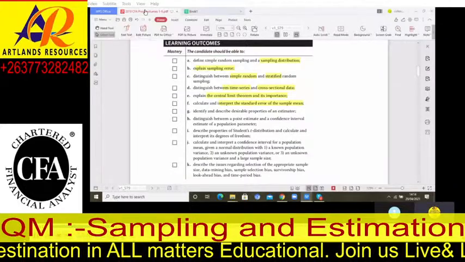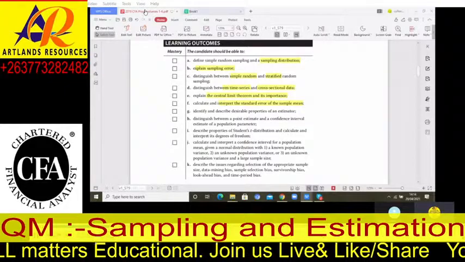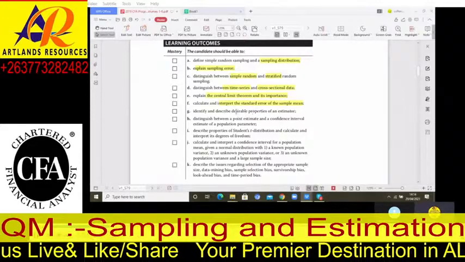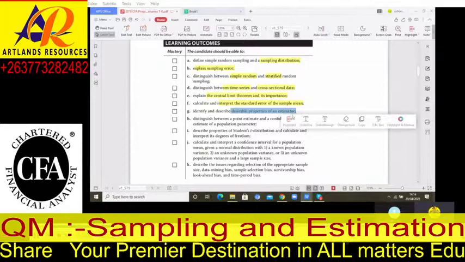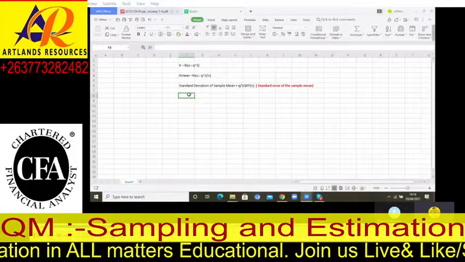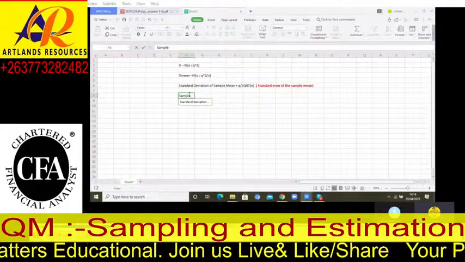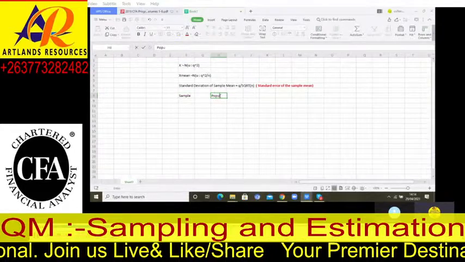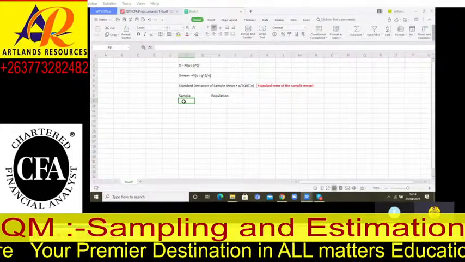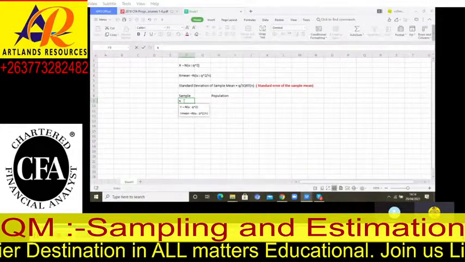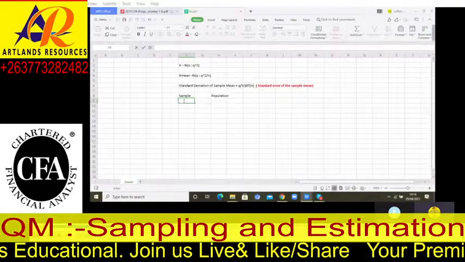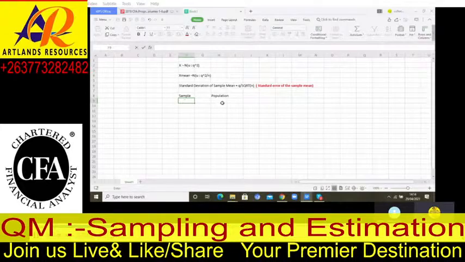Okay, then another is identify and describe the desirable properties of an estimator. Now, we need to understand what an estimator is before we even come to the desirable properties of an estimator. Concerning sample and population, this is what they normally ask in your exams. There's a population and there's a sample. Here we have the sample mean, x bar, and here the population mean is called mu.